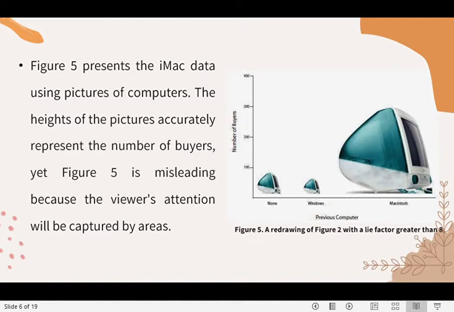Here is another example of a mistake in doing a chart: trying to put images. Figure 5 presents the iMac data using pictures of computers. The height of the pictures accurately represents the number of buyers. Yet Figure 5 is misleading or confusing because the viewer's attention will be captured by areas. You would see that the Macintosh, which has a large ownership in terms of iMac, is a big image. Sometimes it will confuse the viewers or the one who would try to interpret the data. So this is one mistake.